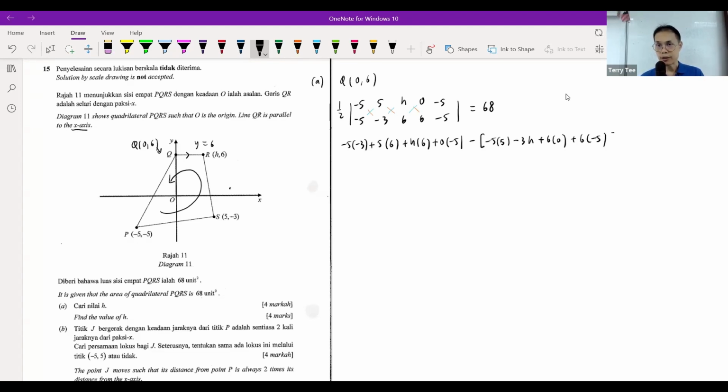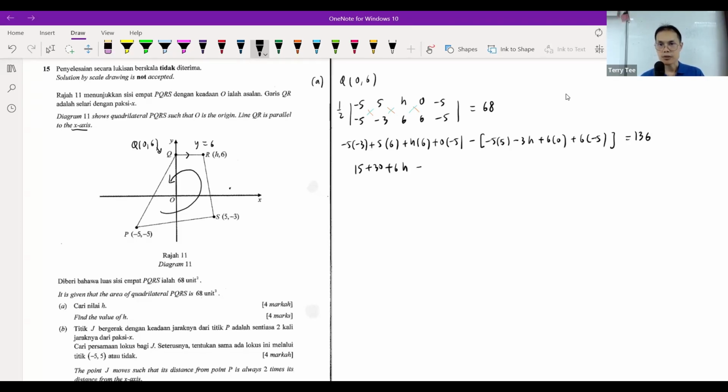Now remember to write everything out. The new SPM marking scheme requires you to write everything out, so you need to do so. The 2 you can times over: 2 times 68 is 136. So this is 15 plus 30 plus 6 times 0, you can leave it out.